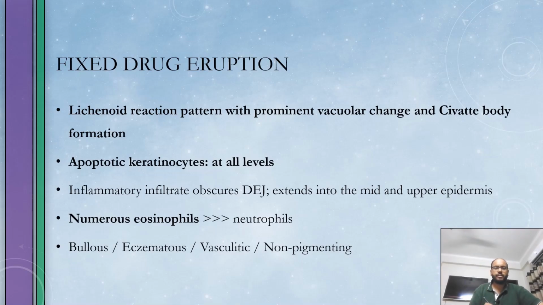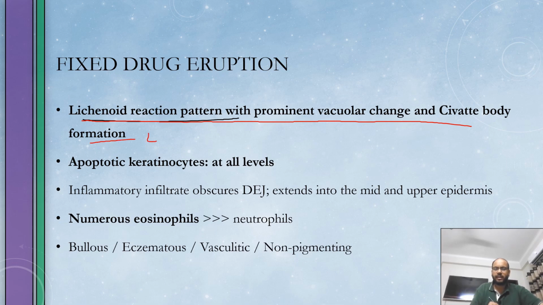In fixed drug eruptions, you have a lichenoid reaction pattern with prominent vacuolar change and colloid body formation. This is the same as the lichenoid reaction pattern. Apoptotic keratinocytes are at all levels. This is the same as the lichenoid drug reaction. The inflammatory infiltrate obscures the dermoepidermal junction and extends to the mid and upper epidermis.